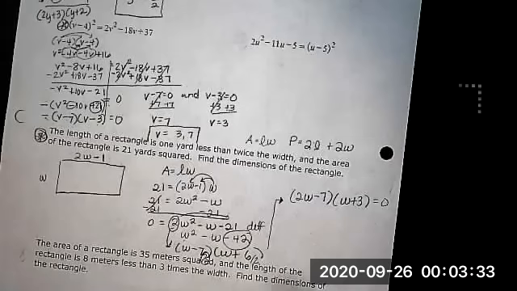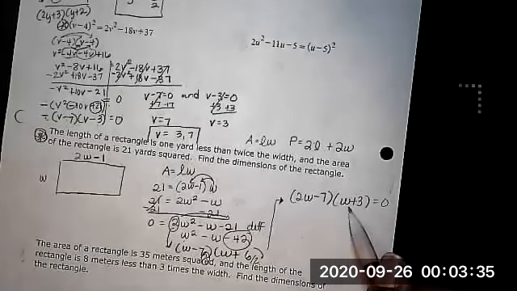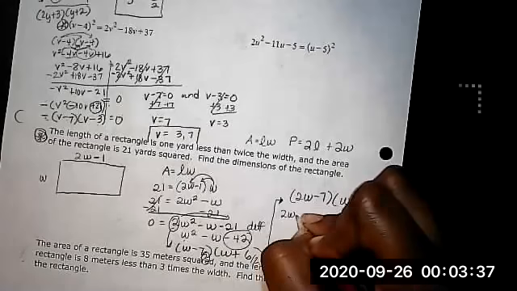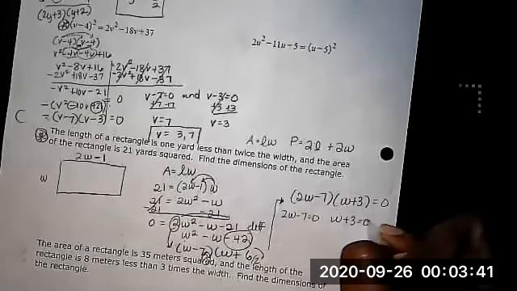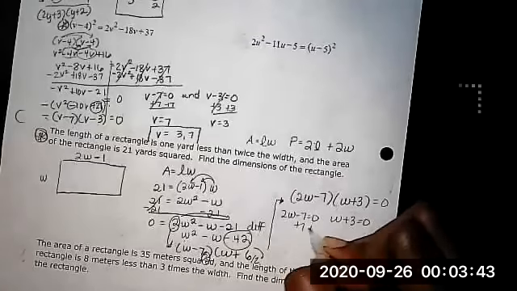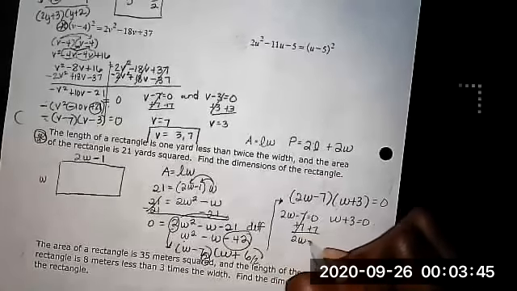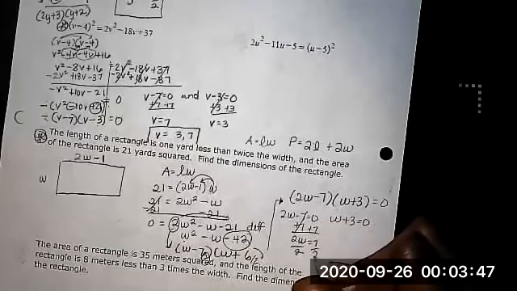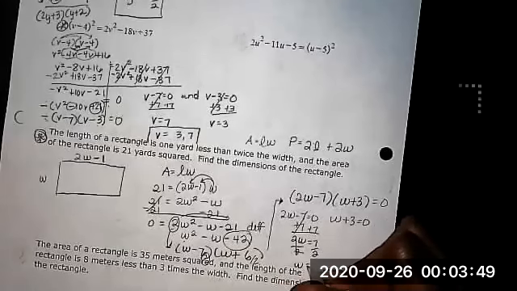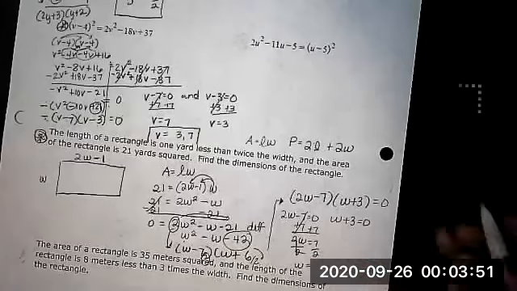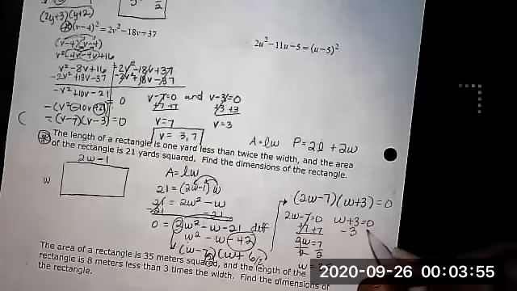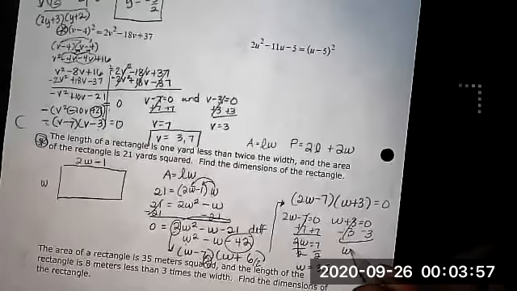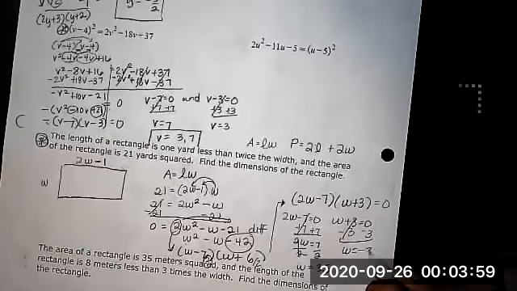So in order to get your answers, just like up there, you got to set them both to 0. 2W minus 7 equals 0, and W plus 3 equals 0. Add 7 to both sides. 2W equals 7, divided by 2. W, or your width, is going to be equal to 7 over 2, which is basically 3.5. And subtract 3 from both sides here. W is also equal to -3.